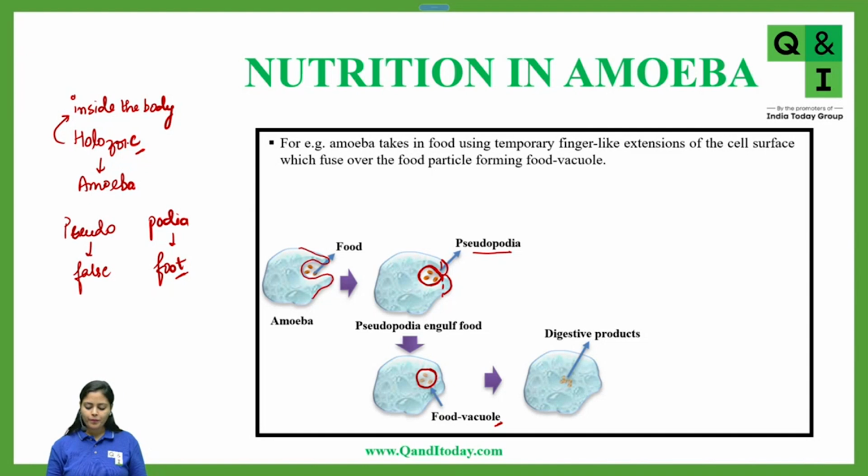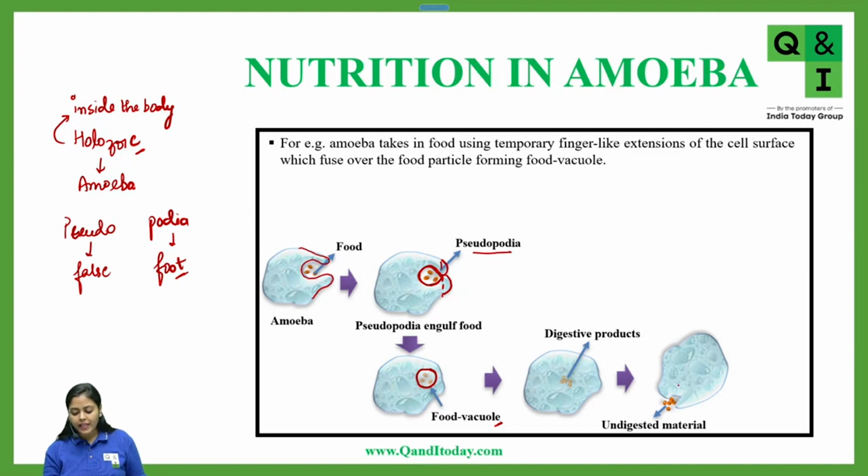Okay. Now, once there are digested products, some of them are used by the amoeba. However, the waste material again gets released from the body surface. So the waste materials fuse with the plasma membrane and there they are released outside the surface. Got it? Clear?